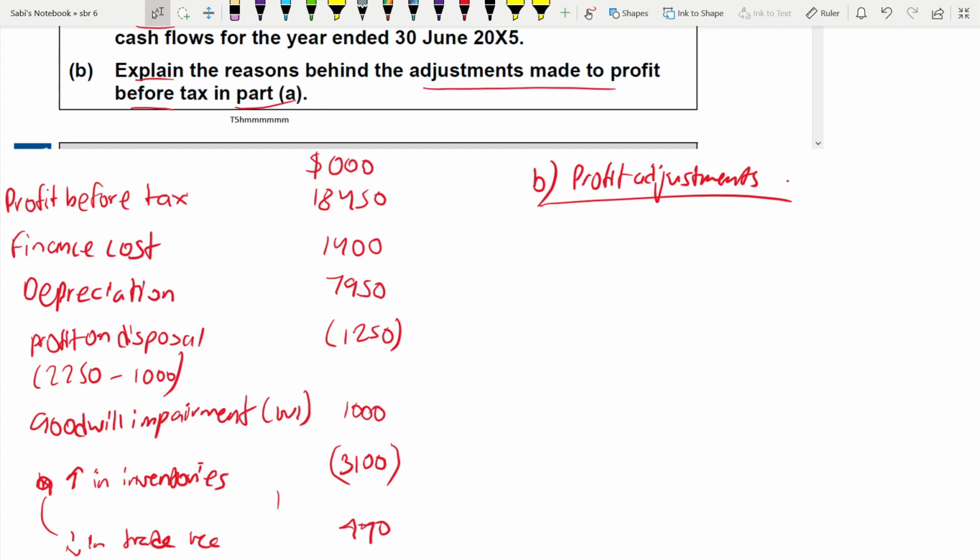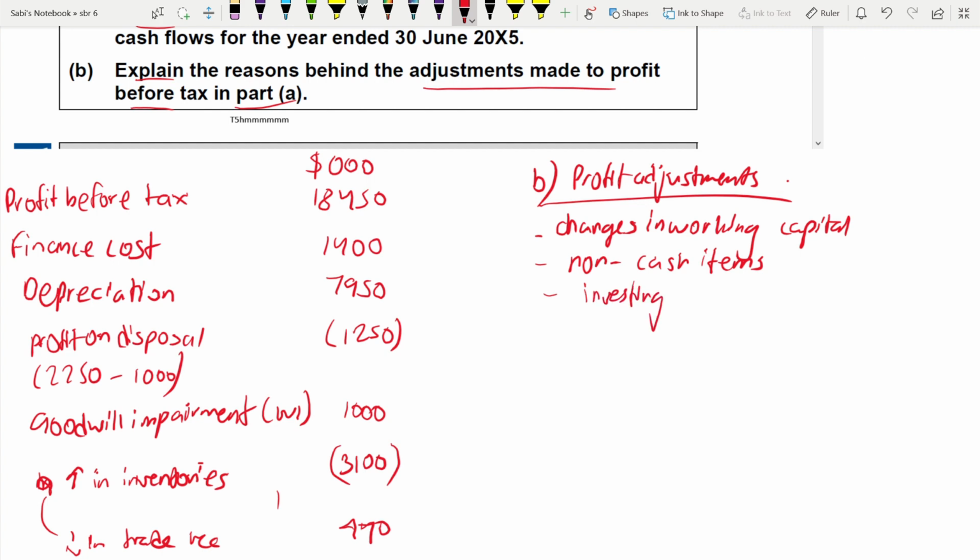I will tell you one thing. IAS 7 says that whenever you're using the indirect method, you have to make adjustments to the profit. Which areas? I will write the areas. One is changes in working capital. Second is non-cash items. Third is items which relate to investing or financing. So under these three scenarios, you make adjustments.